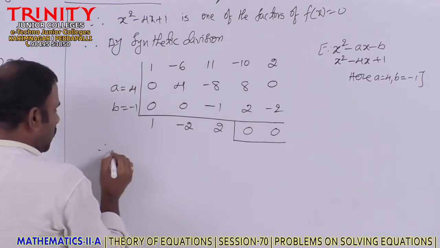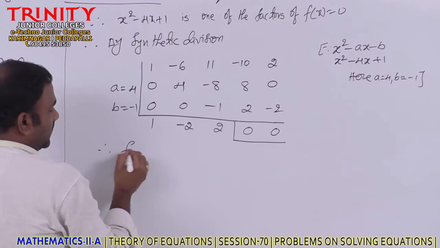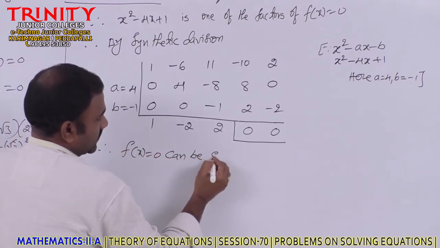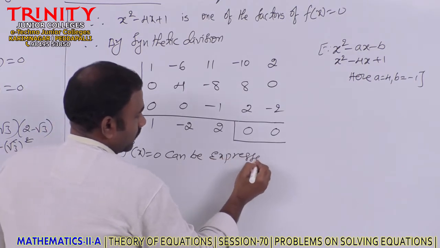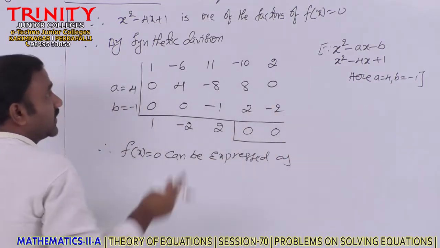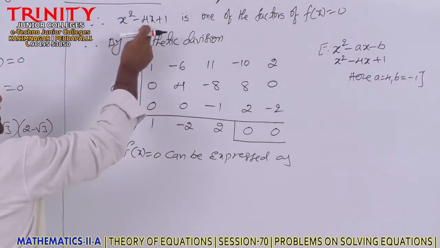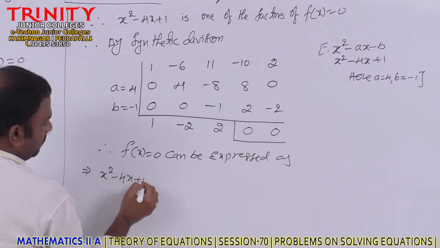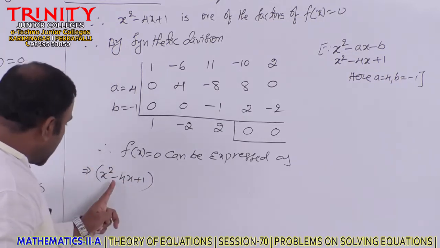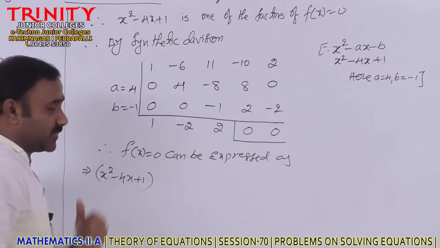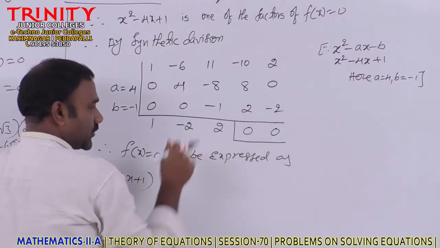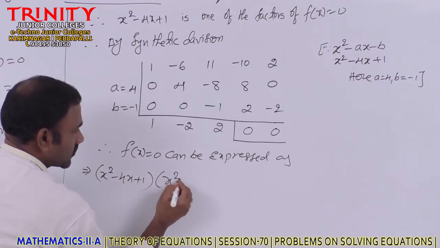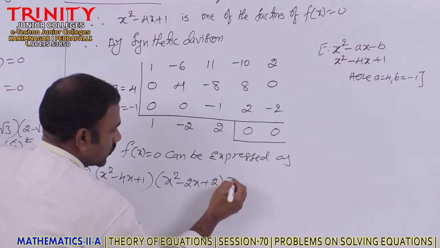Okay. Therefore, f of x equal to 0 can be expressed as a product of the factors. The first factor is x square minus 4x plus 1. This is the first factor. By dividing with this one, we got the quotient, which is this one. This is the second factor. As the remainder is 0, now it comes from here: x square minus 2x plus 2 is equal to 0.